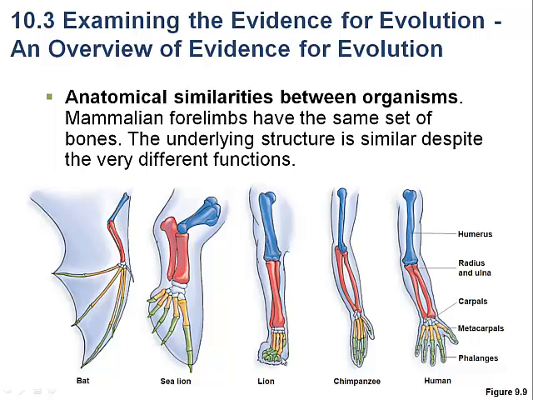Scientists are always interested in the simplest explanation for an observation. Most scientists conclude that the simplest explanation for the origin of this similar bone pattern that we see in all these organisms is that at one point there was a common ancestor, and that common ancestor gave rise to the different mammals that we see listed on the screen. And so anatomical similarities are one point that we're going to list as a point of evidence for evolution.